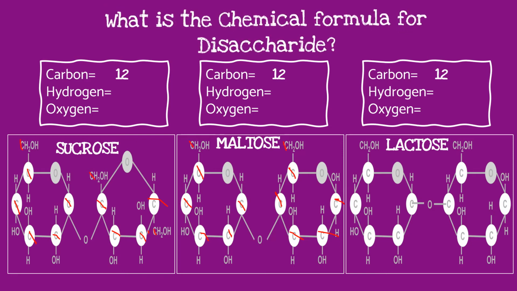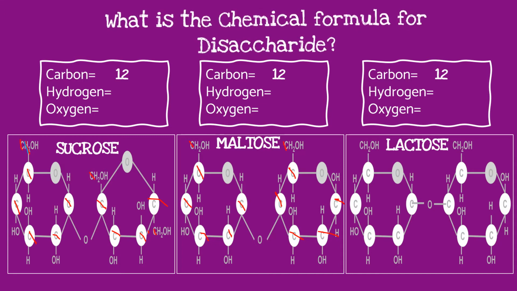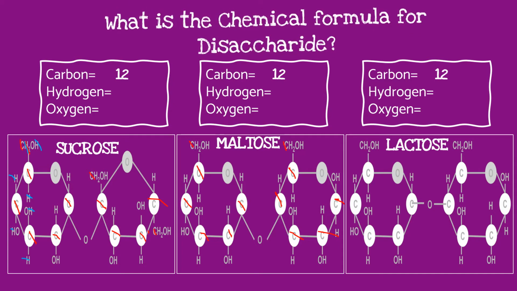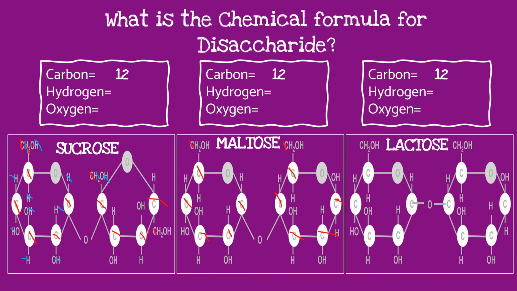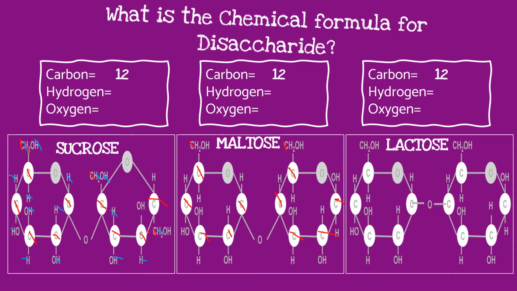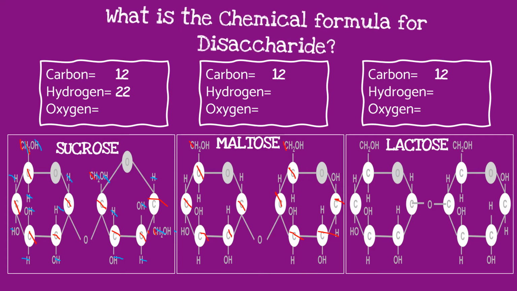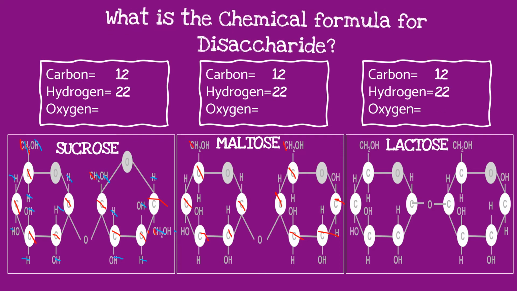For hydrogen, 1, 2, 3, 4, 5, 6, 7, 8, 9, 10, 11, 12, 13, 14, 15, 16, 17, 18, 19, 20, 21, 22. So there are 22 hydrogens present in the sucrose molecule, same as in maltose and lactose.